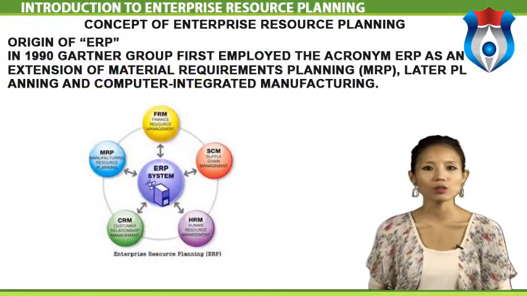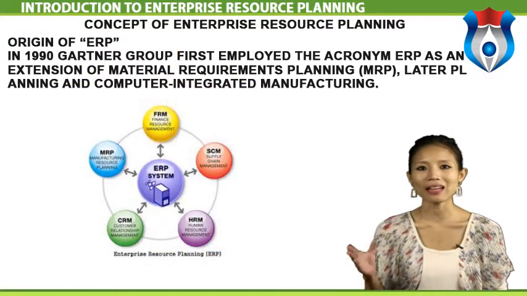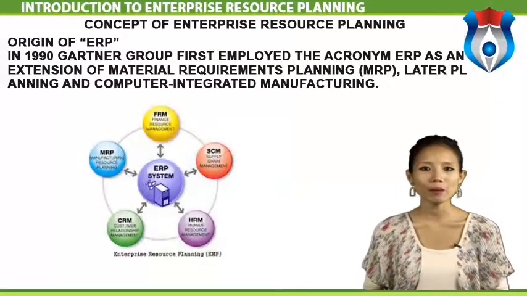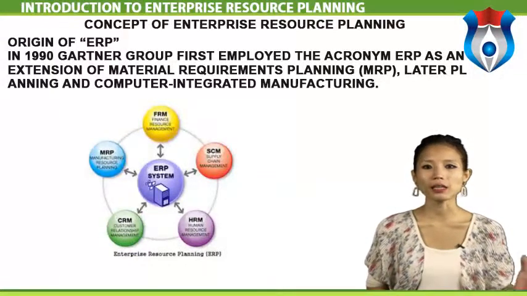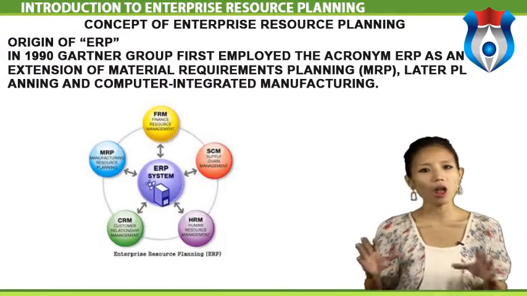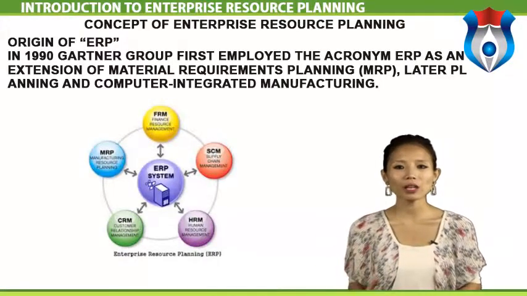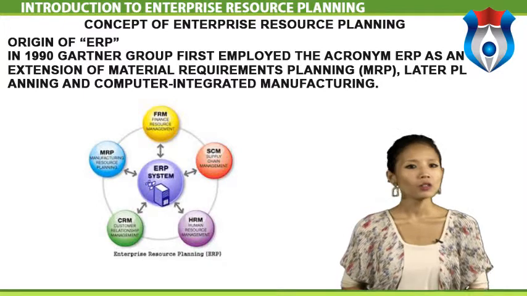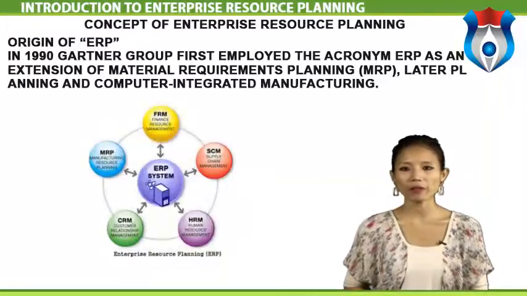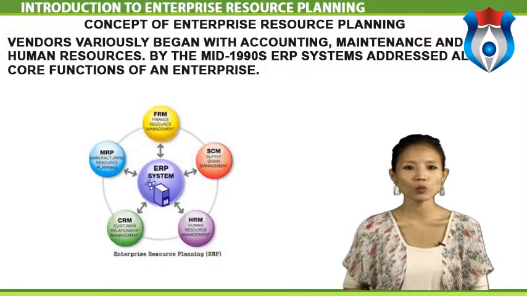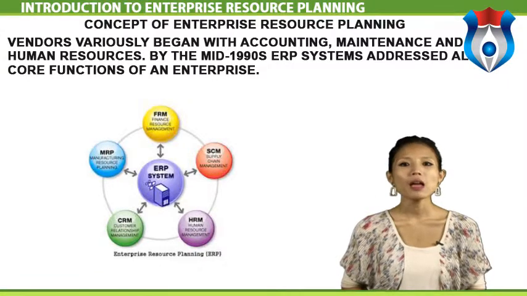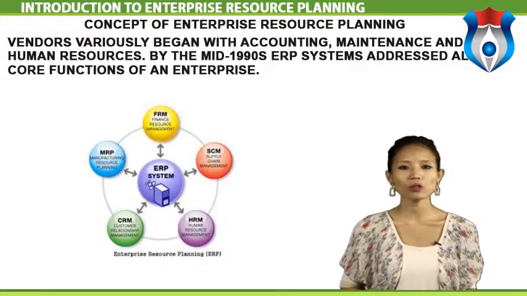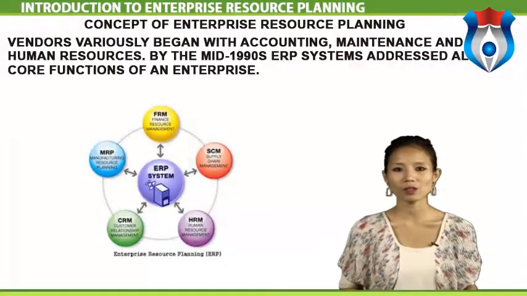In 1990, Gartner Group first employed the acronym ERP as an extension of Material Requirements Planning (MRP), after planning and computer integrated manufacturing. Without supplanting these terms, ERP came to represent a large whole reflecting the evolution of application integration beyond manufacturing. Not all ERP packages were developed from a manufacturing core. Vendors variously began with accounting, maintenance, and human resources. By the mid-1990s, ERP systems addressed all core functions of an enterprise. Beyond corporations, governments and non-profit organizations also began to employ ERP systems.